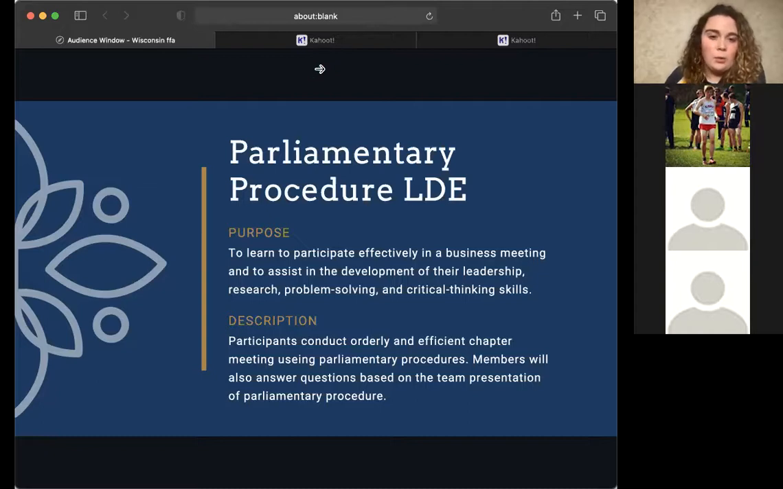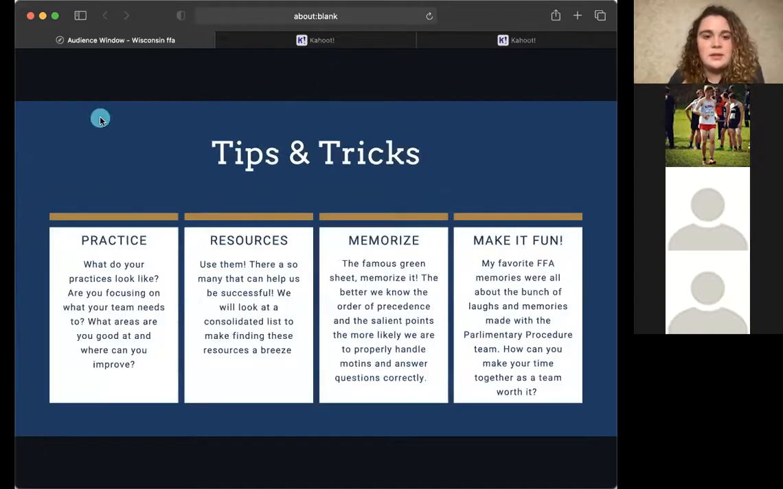So we'll move into the tips and tricks that I have. And then if you have more questions about the competitions or specific motions, just let me know and we can answer them. So number 1 tip, obvious, is to practice and making sure that our practices are staying focused and productive, but also remaining fun and exciting.